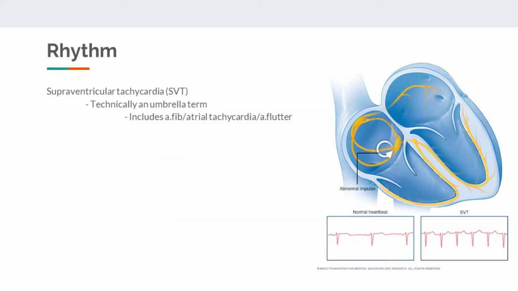SVT stands for supraventricular tachycardia, which is technically an umbrella term that encompasses any fast heart rate that is due to an impulse originating from above the ventricles. This includes rhythms such as AFib, atrial tachycardia, and A-flutter. But when people speak of SVT, they're most commonly referring to AV-NRT, or AV nodal reentrant tachycardia. I know that's a mouthful, but it's essentially a fast heart rate that's caused by an impulse that gets trapped in a closed loop within the AV node.